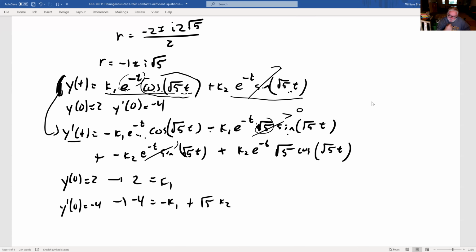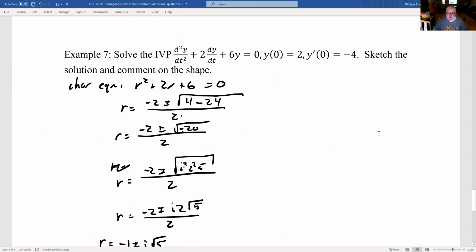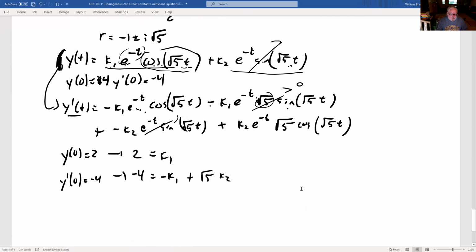So I think I would be happier, and I'm going to make myself happy by doing this. I'm going to set that equal to 4, actually, because I want everything to cancel out. I don't want to have to deal with the square root of 5. So I'm going to make that 4. y of 0 equals 4, y prime of 0 equals minus 4. So if k1 equals 4, that gives me minus 4 equals minus 4 plus square root of 5 k2, which makes k2 equal to 0.